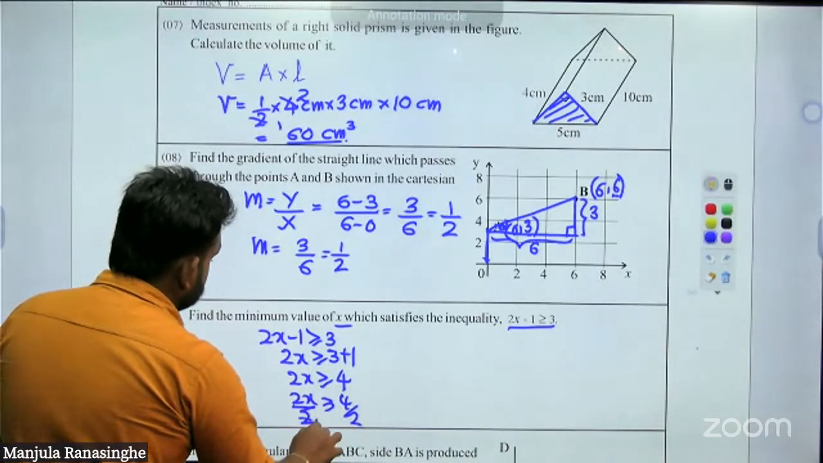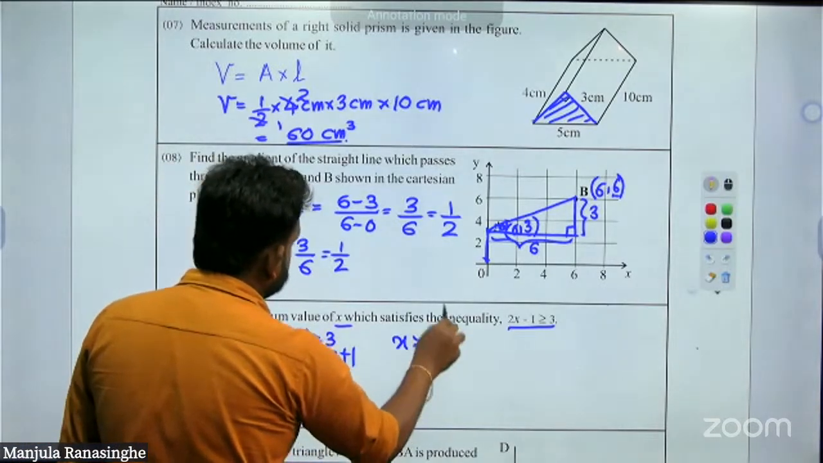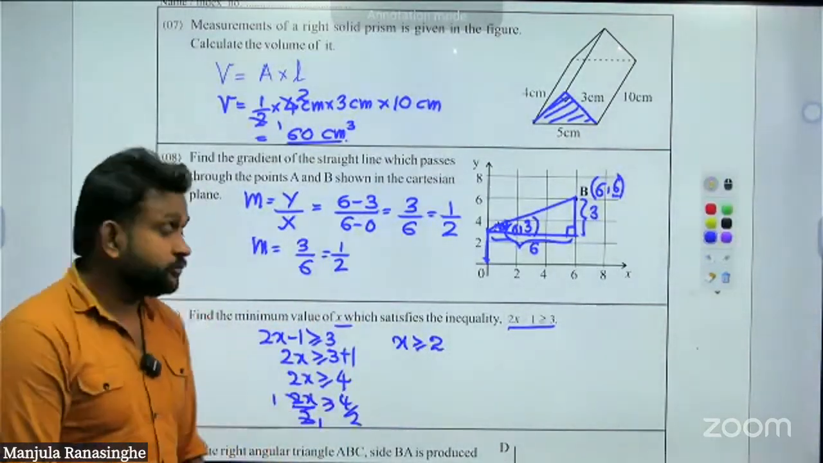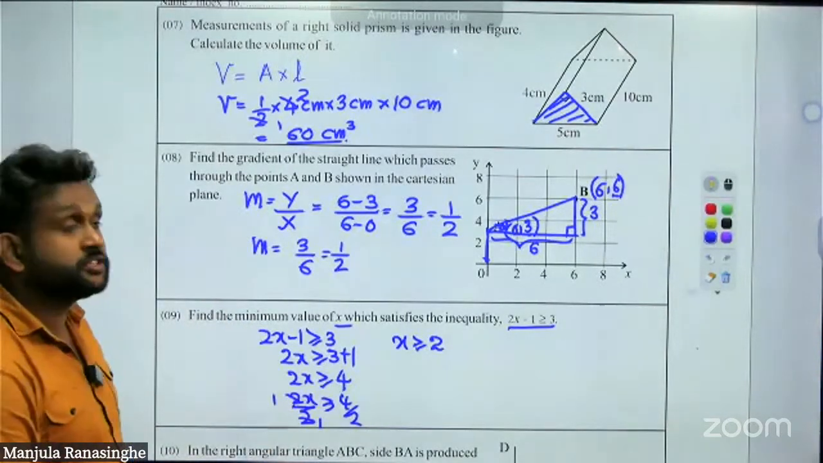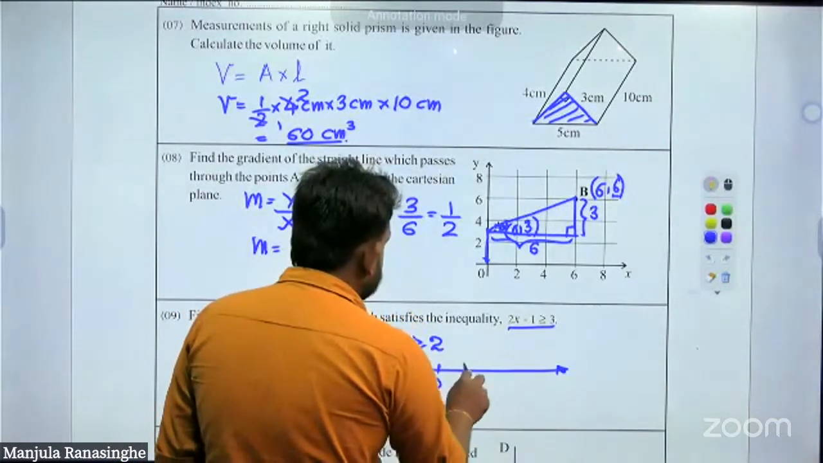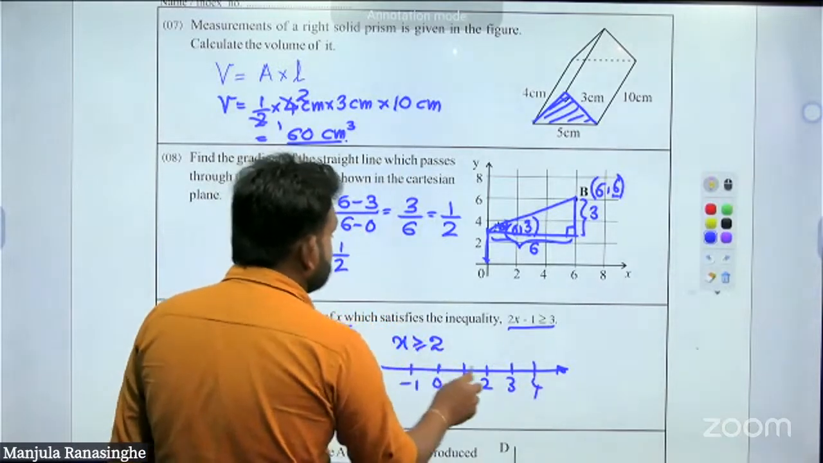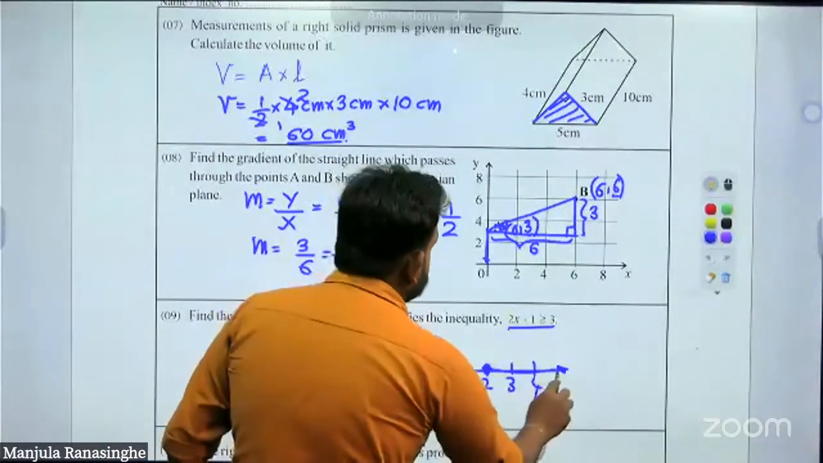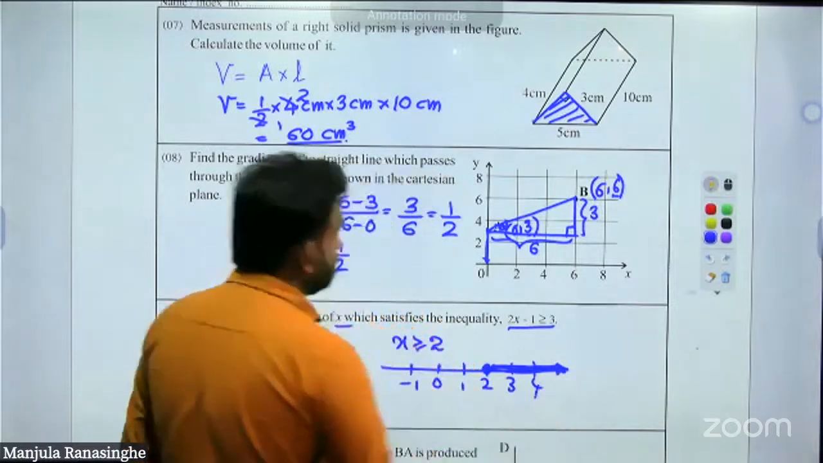Then the 2 cancels. x greater than or equal to 4 divided by 2, which means 2. Now that is x greater than or equal to 2. So now, they are asking for the minimum value of x which satisfies this. If you take a number line, defining 0, 1, 2, 3, 4 likewise, x is equal to or greater than 2. Greater means the right side of that value. So this is the shaded region.